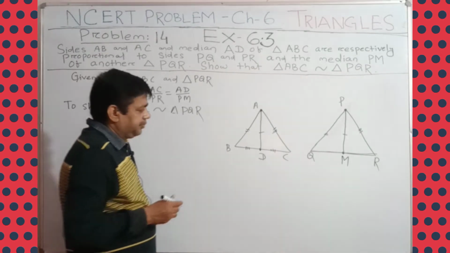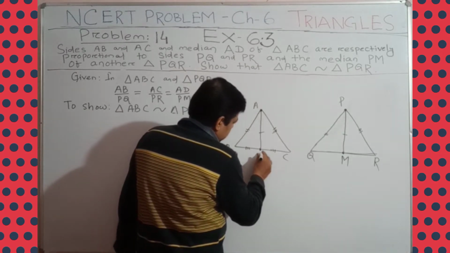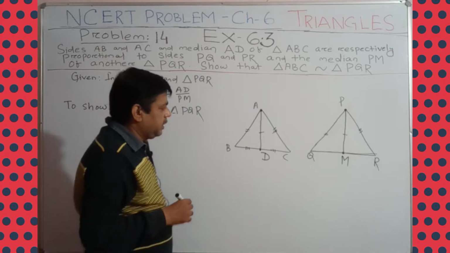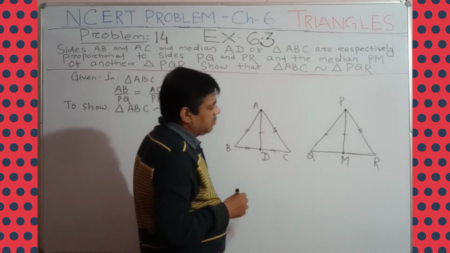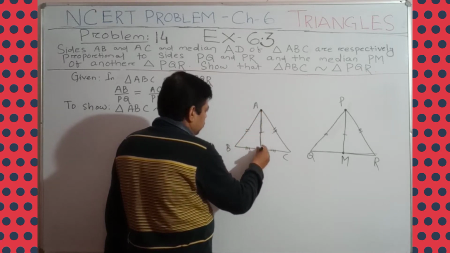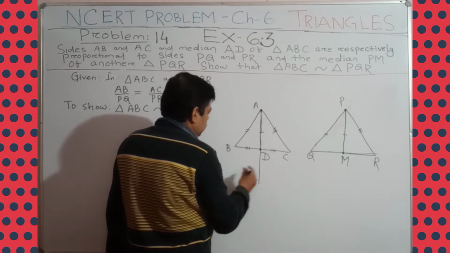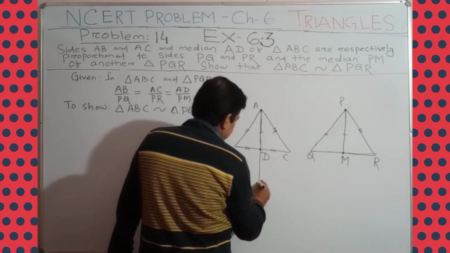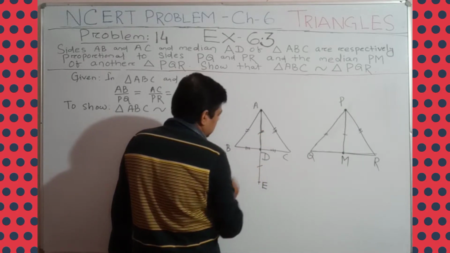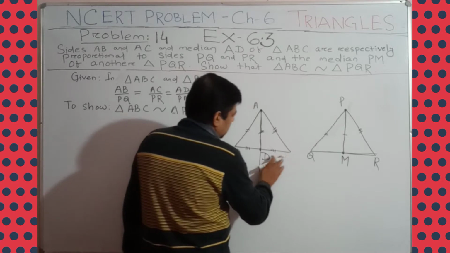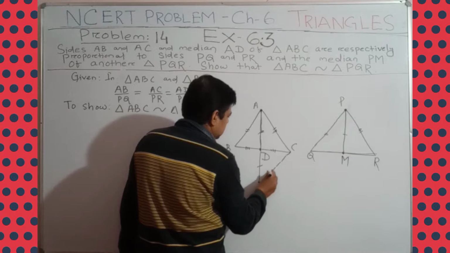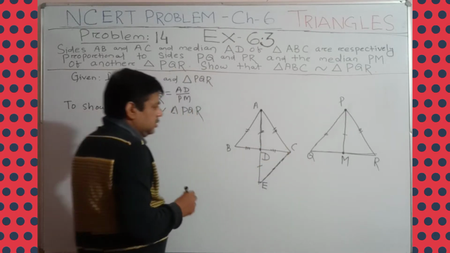Let us listen to the construction for proving that triangle ABC is similar to triangle PQR. Let AD be produced up to the point E, such that AD is equal to DE, and join CE. Is it clear?